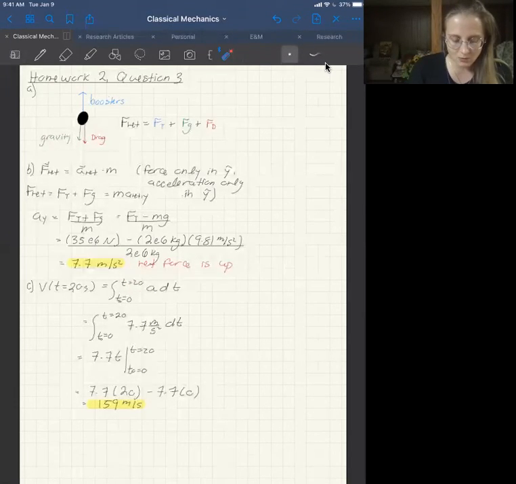And so since I know what acceleration is from the previous part, I can simply plug that in. The integral of a constant is just that constant times t, so 7.7 times t from 0 to 20. Using the fundamental theorem of calculus, that's 7.7 times 20 minus 7.7 times 0, which gives you a total velocity at the end of 159 meters per second, again, assuming that that acceleration is constant.